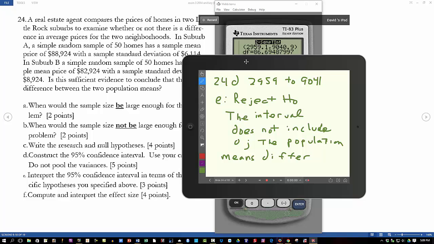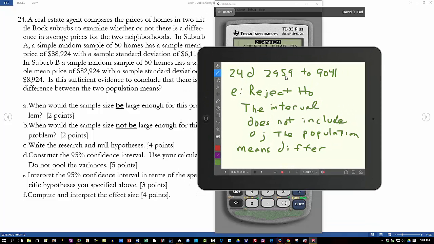Our hypotheses were that they were equal or not equal. We'll reject H0. They're not the same. 0 is not in the interval. In fact, the entire interval is quite a bit above 0. Starts at 2959.